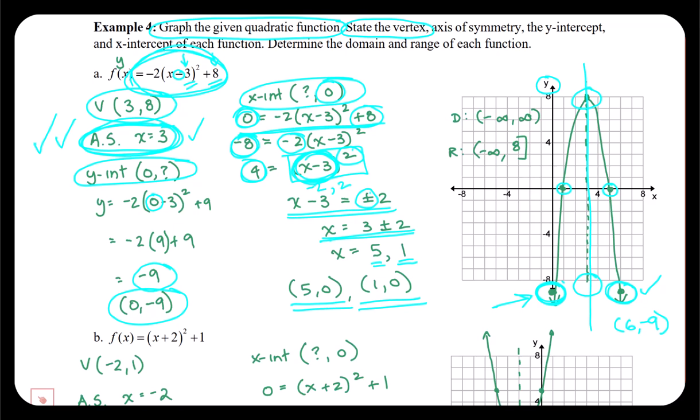Left to right, I go forever. Bottom to top. Remember, go from bottom to top for the range. That's from -infinity up to 8. Domain goes with x. Range goes with y. Domain is left and right. Range is bottom to top, not top to bottom.